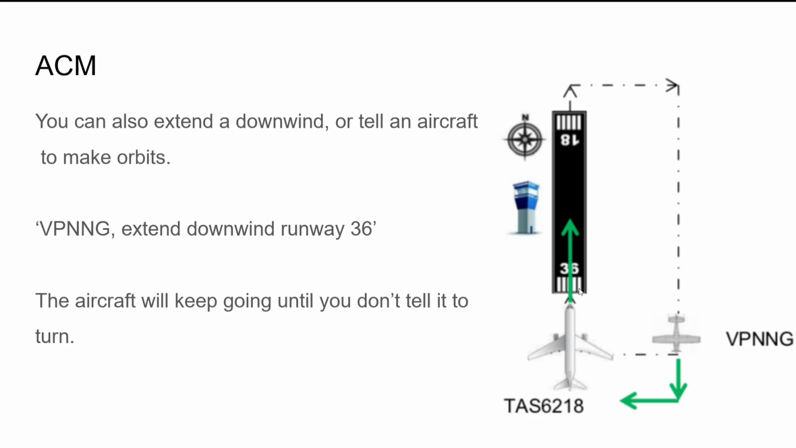Again, you can also extend downwind. So Victor Papa November November Golf, if there is for example a large airliner, Victor Papa November November Golf, extend downwind runway 36. And this VFR traffic should continue going down until you tell the traffic to turn base. So Victor Papa November November Golf, extend downwind runway 36, and then later on Victor Papa November November Golf, turn base runway 36, report final.